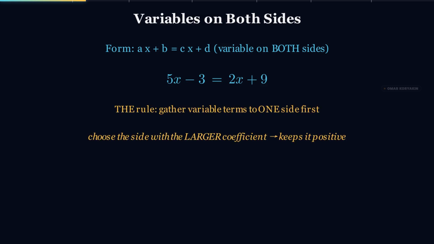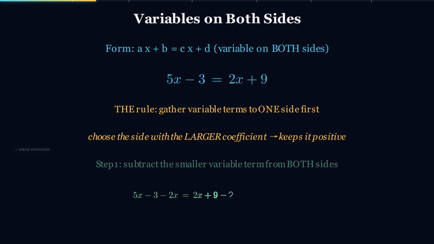Here is the gather step. Use the balance principle to subtract the smaller variable term from both sides of the equation, eliminating that variable from one side and combining it with the other variable term on the other side. After the subtraction, the equation has the variable on one side only, and the gather step is complete. Constants can be moved similarly using addition or subtraction.